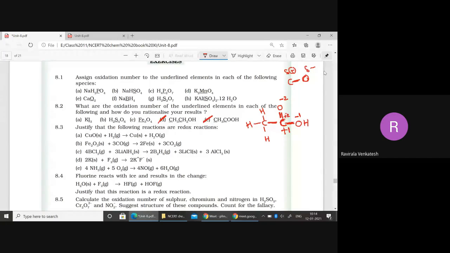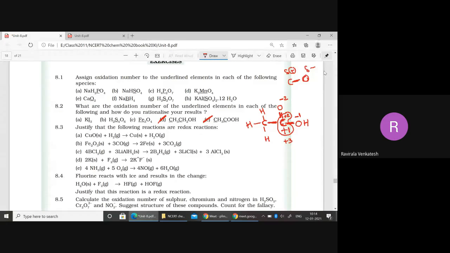Now, what is the overall charge on this carbon, beta? Tell me now. +3. Yes, +3. Right? One answer completed. Next, this carbon we have to select. Carbon, carbon, both are carbons. On this side there is no charge because both are carbon.